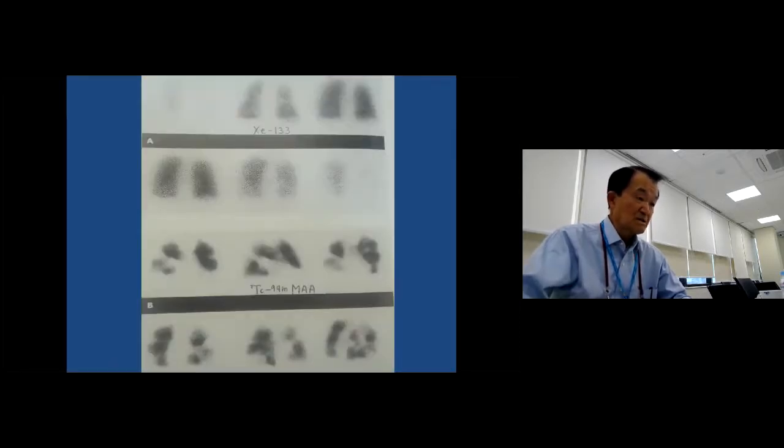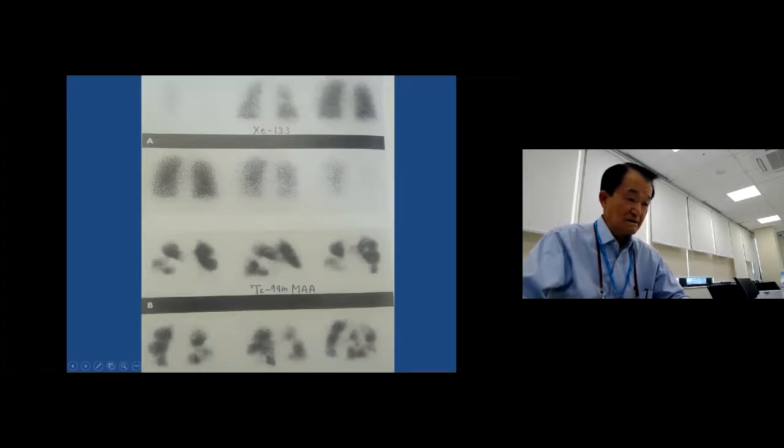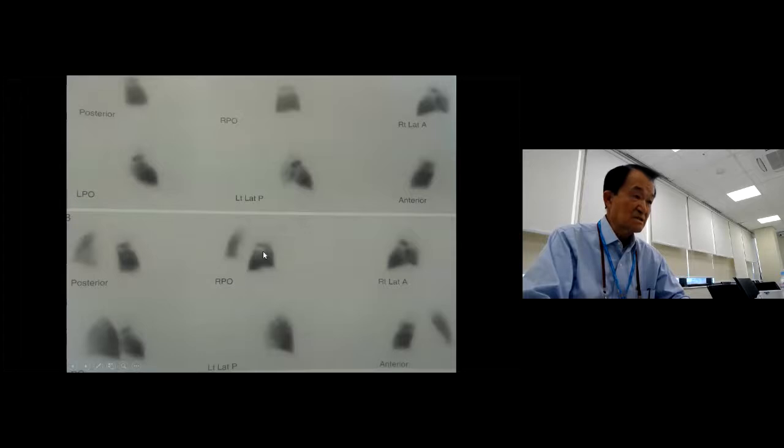Okay, here MAA shows bilateral multiple perfusion defects. Ventilation shows no particular retention. After breathing and equilibrium, at 1 minute, then wash-out. By 3 minutes, everything should be gone in a normal. Multiple, this is a classical VQ mismatch.